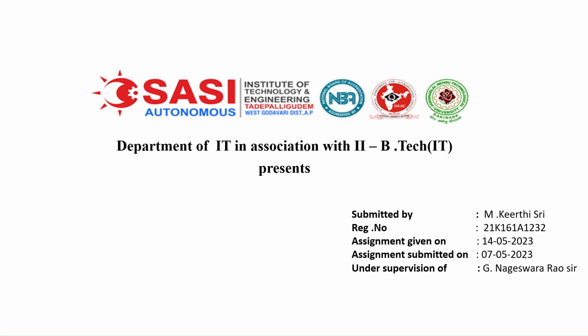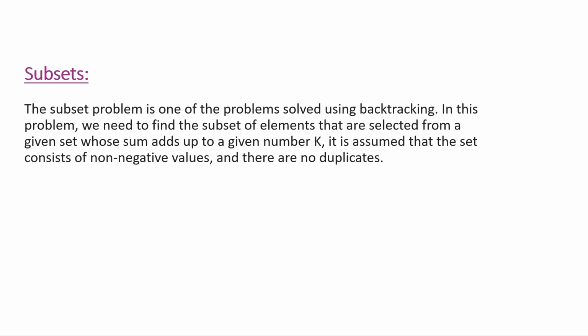Today I am here to talk about sum of subsets using the backtracking technique. The subset problem is one of the problems solved using backtracking. In this problem, we need to find the subset of elements selected from a given set whose sum adds up to a given number k. It is assumed that the set consists of non-negative values and there are no duplicates.